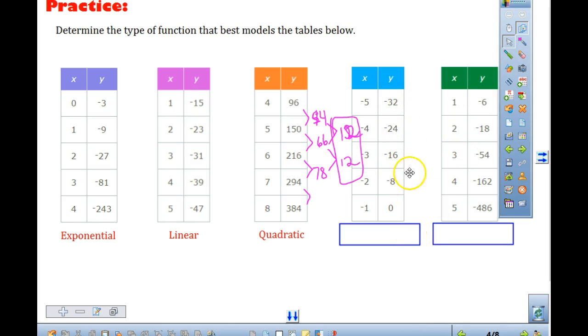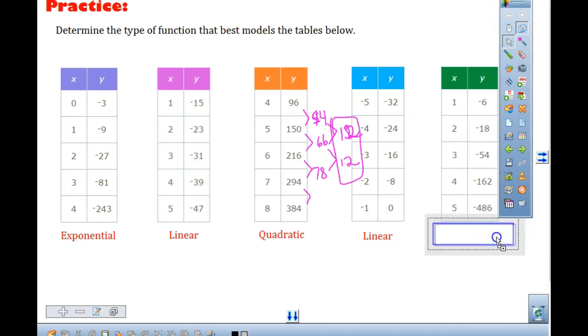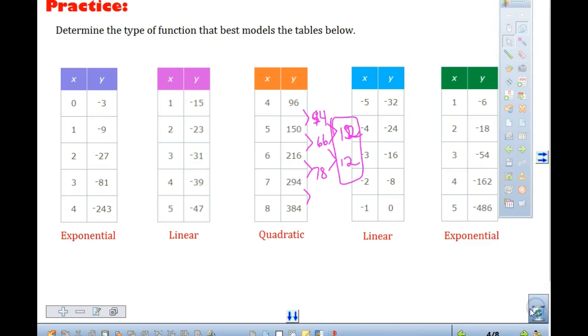Now this one, as we are looking, it looks like it is definitely linear. And our last one looks like exponential. Okay? For the linear ones, I want you to write the equation. For the linear and for the first exponential, I want you to write the equation.